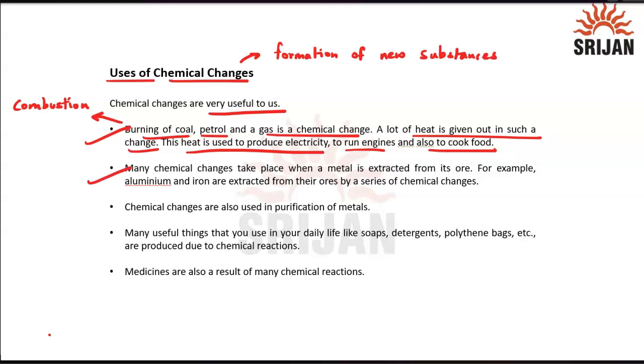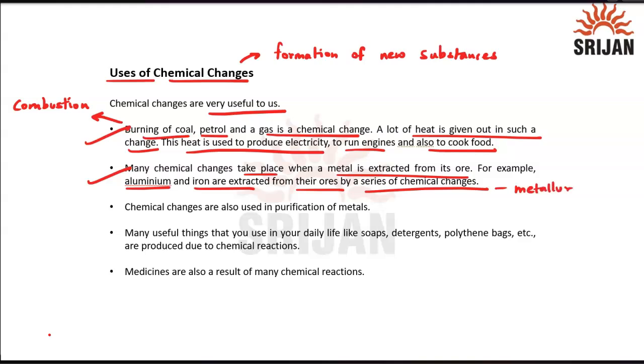The second is that many chemical changes take place when a metal is extracted from its ore. An ore is what you extract from the earth, and it has a mixture of a lot of things. It's like a stone that you are extracting. So you have to break it and separate the actual metal, and when you do that, a lot of chemical changes take place. For example, aluminium and iron are extracted from their ores by a series of chemical changes, and that process is called metallurgy.